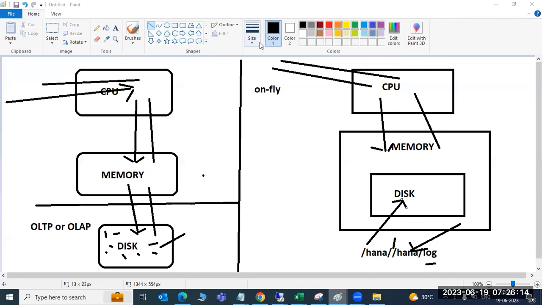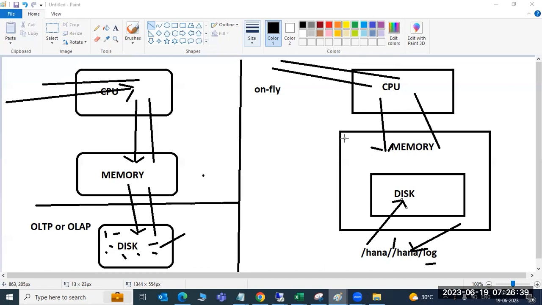Yes, right. Main memory, we have the caches, right? Many caches are there. In HANA also we have caches. If the data is in the cache, it will pull the data from the cache. But after a restart, what happens? All the data will be flushed out from the RAM memory. Then how will the data come back?